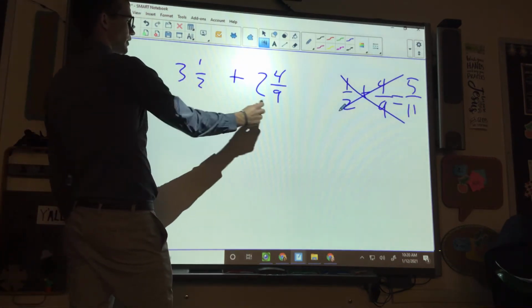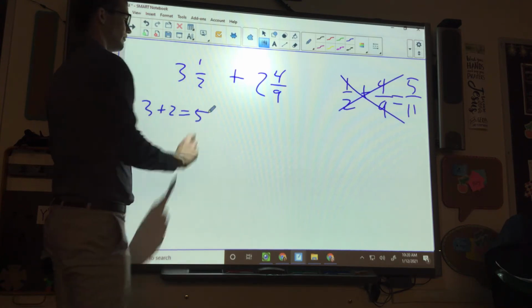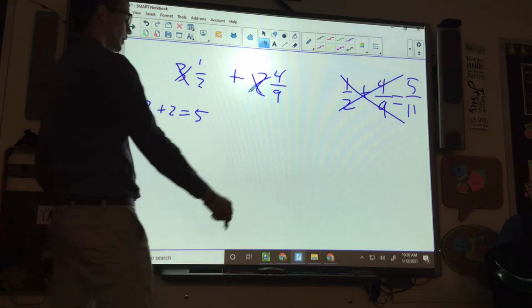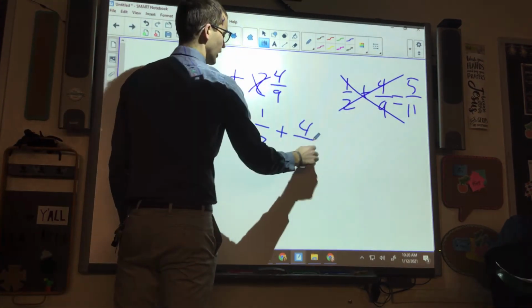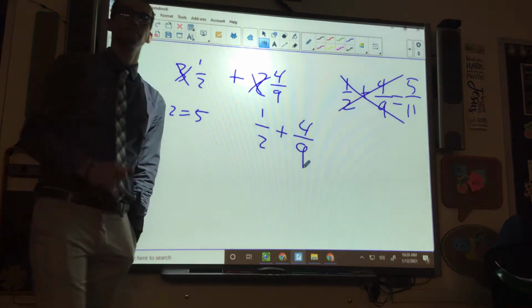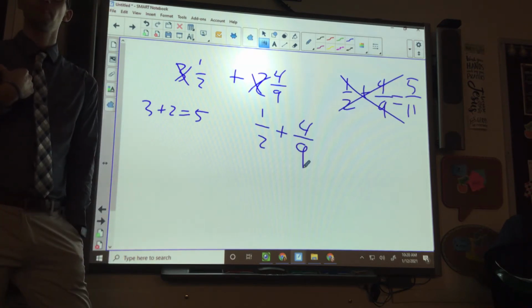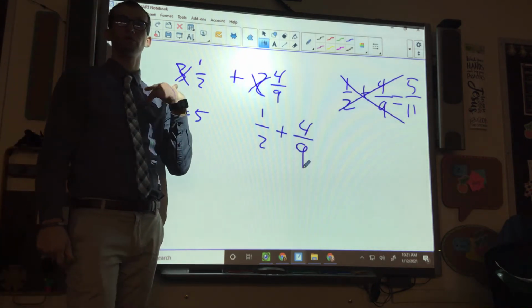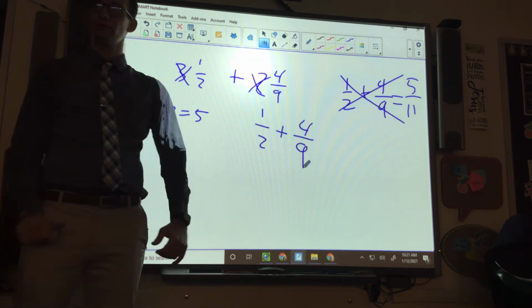Adding 3 and 2 is 5, that's the easy part. We got rid of the 3, we got rid of the 2. 1/2 plus 4/9 though. What do I have to do? I have to get a common denominator. So I have to ask myself, what number do 2 and 9 both go into?